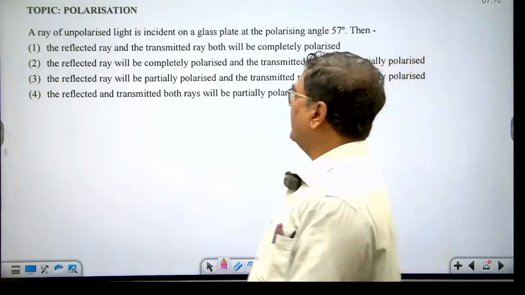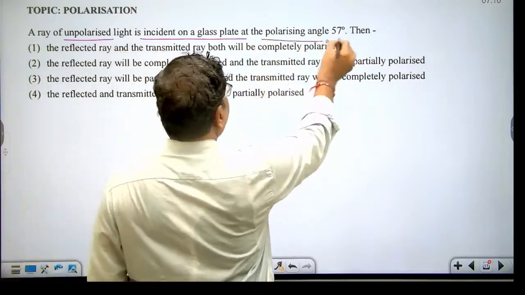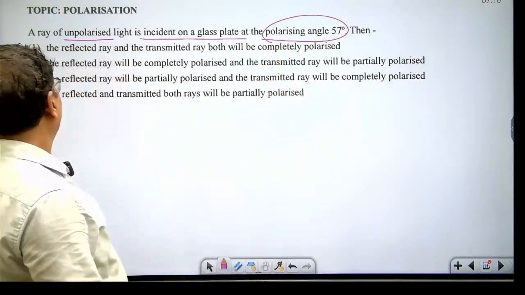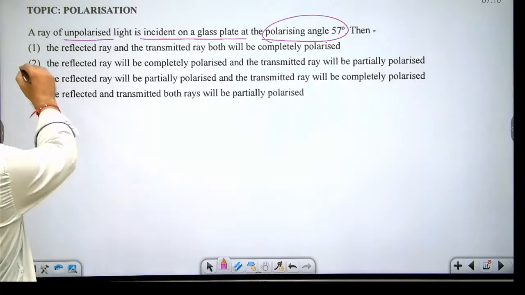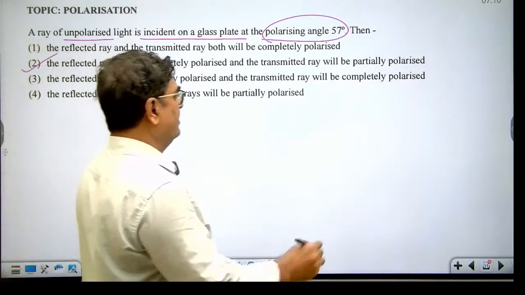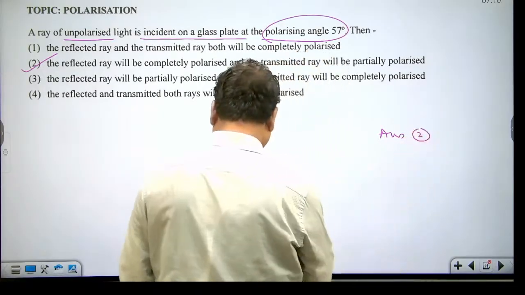A ray of unpolarized light is incident on a glass plate at polarizing angle 57 degrees. Then the reflected ray will be completely polarized and the transmitted ray will be partially polarized. This is the basic concept. So out of 4 choices, the correct choice is option 2.